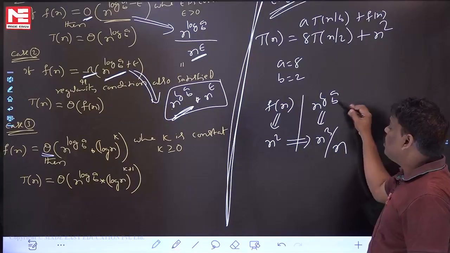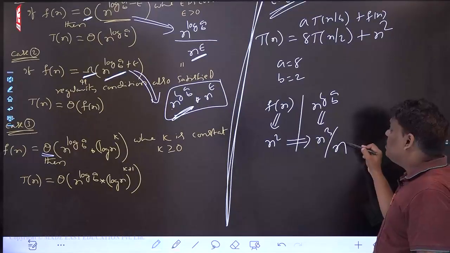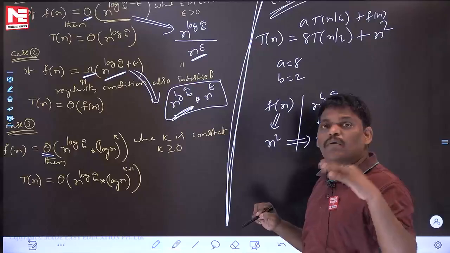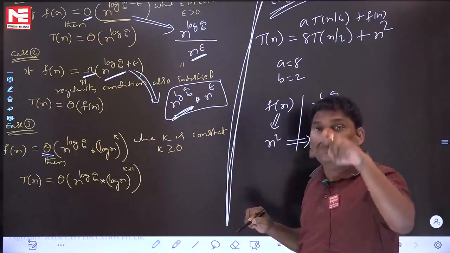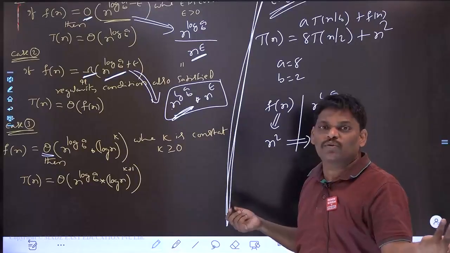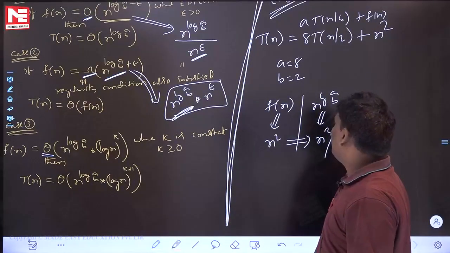What is the meaning? N power log a base b is bigger, right? N times bigger than f of n. N is a polynomial. Linear means polynomial also, everyone knows. So n power log a base b is bigger by polynomial time than f of n.